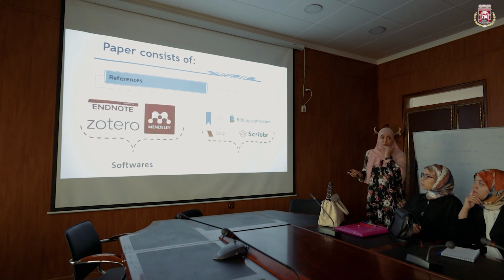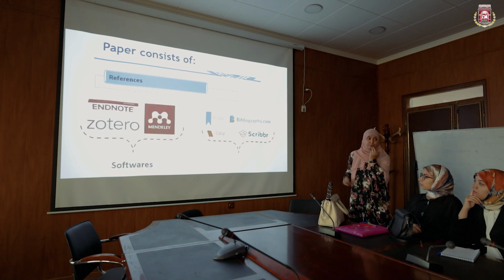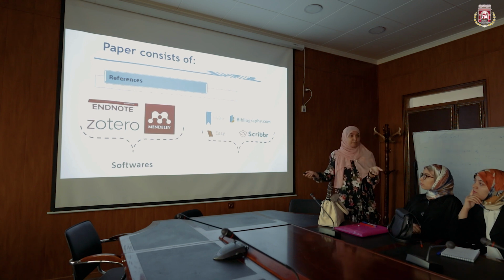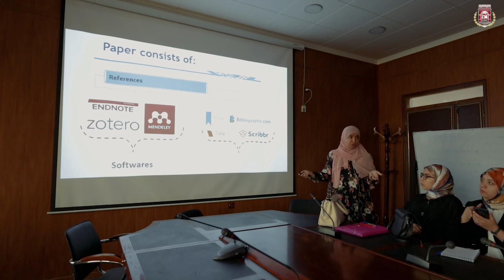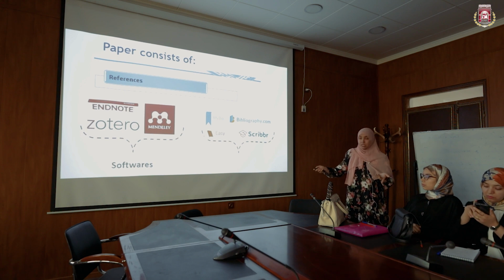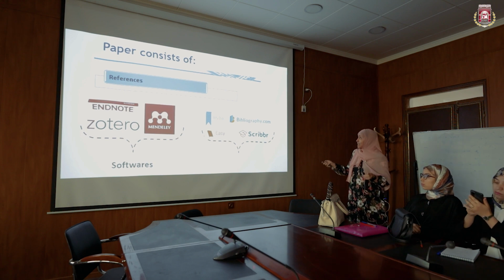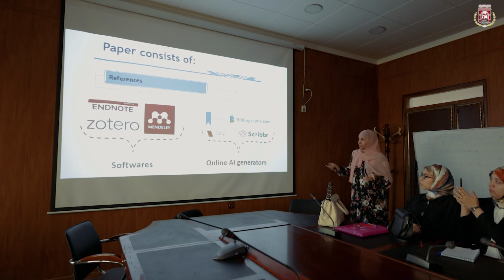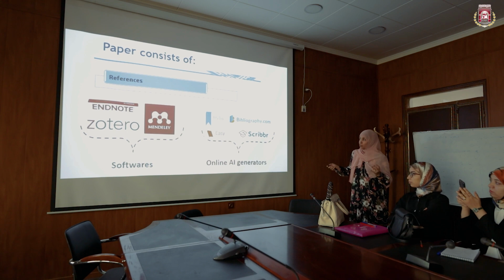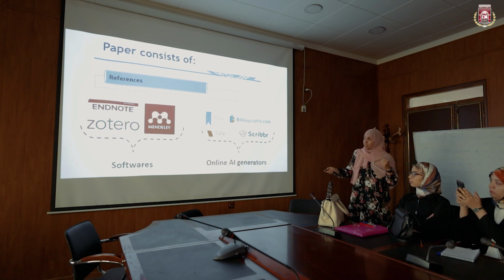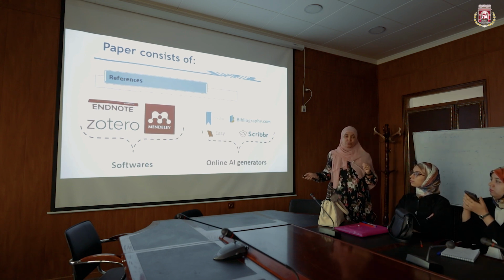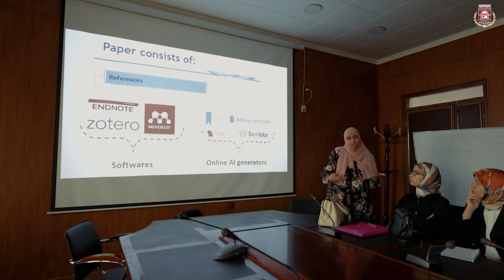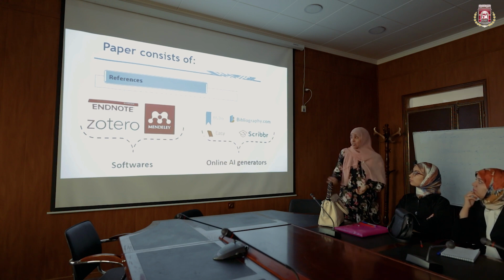We have another proposition, which is software, and absolutely you have done some practical work using Zotero or EndNote or Mendeley. These are software, and these are online AI generators. So we will see MyBib, which is the easiest one. And for this, what's the disadvantage of this software? Absolutely, the advantage is the list. What's the disadvantage?